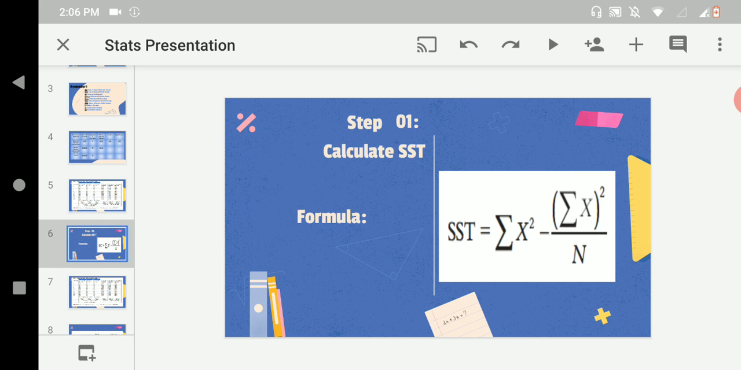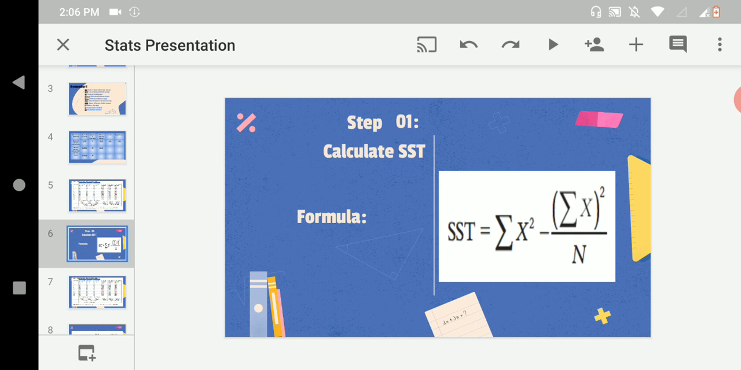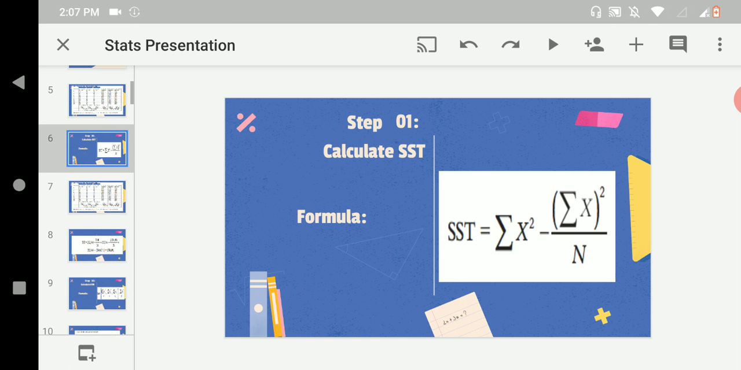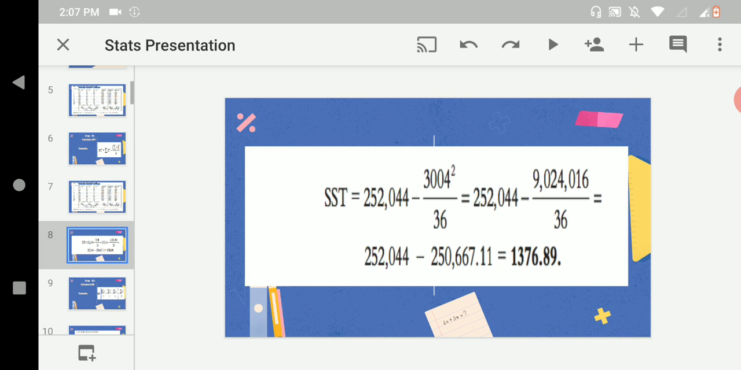So the first step, we have to calculate the SST, or the sum of total squares. So this is the formula for SST. SST is equal to the summation of x squared minus the summation of x, squared, over N. The capital N again means total population. So when we substitute the values of the terms, we will have this.